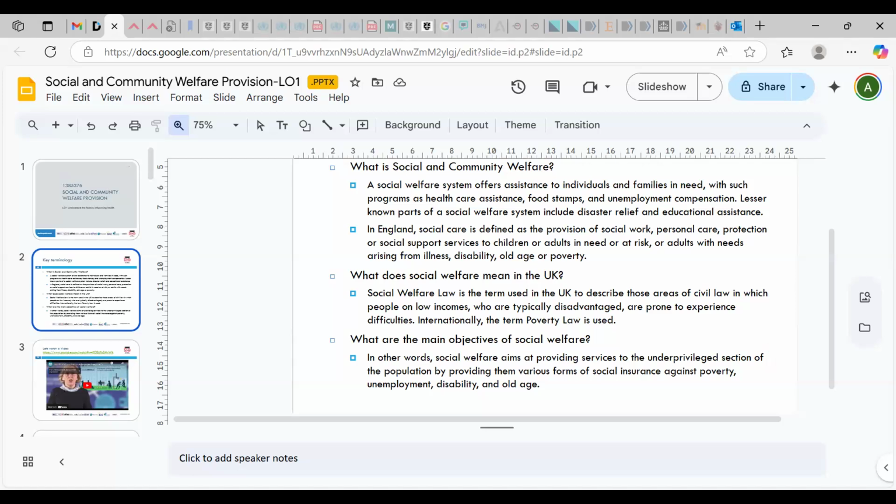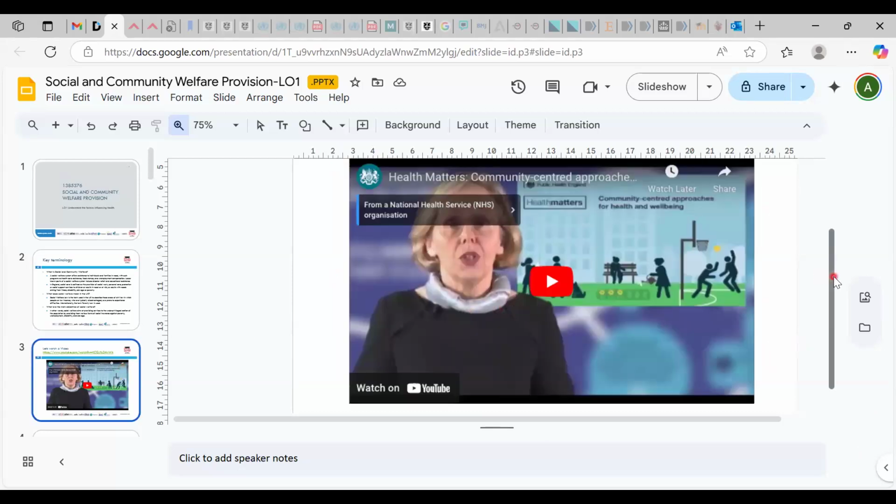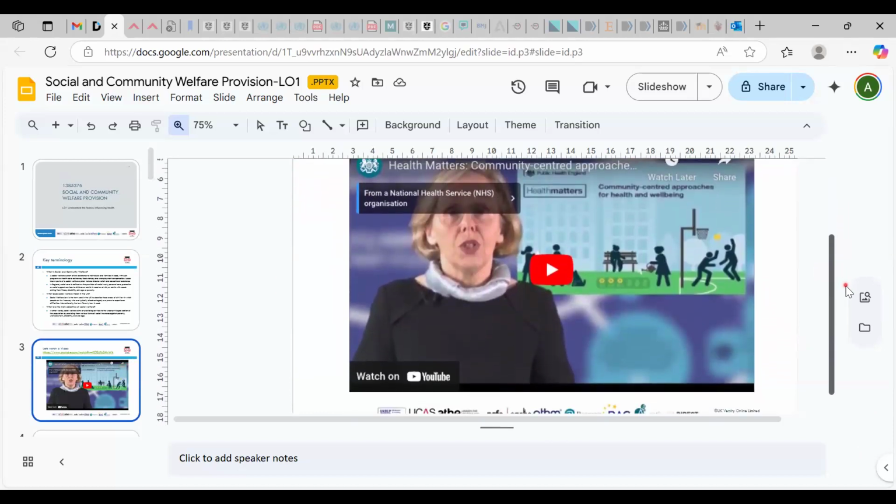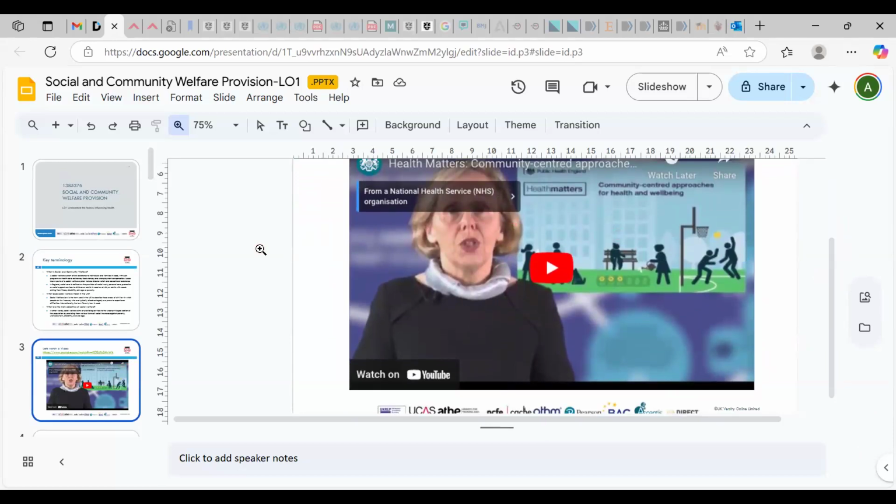And what are the main objectives of this law of social welfare? Social welfare aims at providing services to those who are underprivileged, who don't have basic necessities for living, to support them, and various forms of social insurance against poverty, unemployment, disability, and old age. So, this is a video that you can have a look at. It tells you about the community centered approaches. I'll talk a bit about this video.